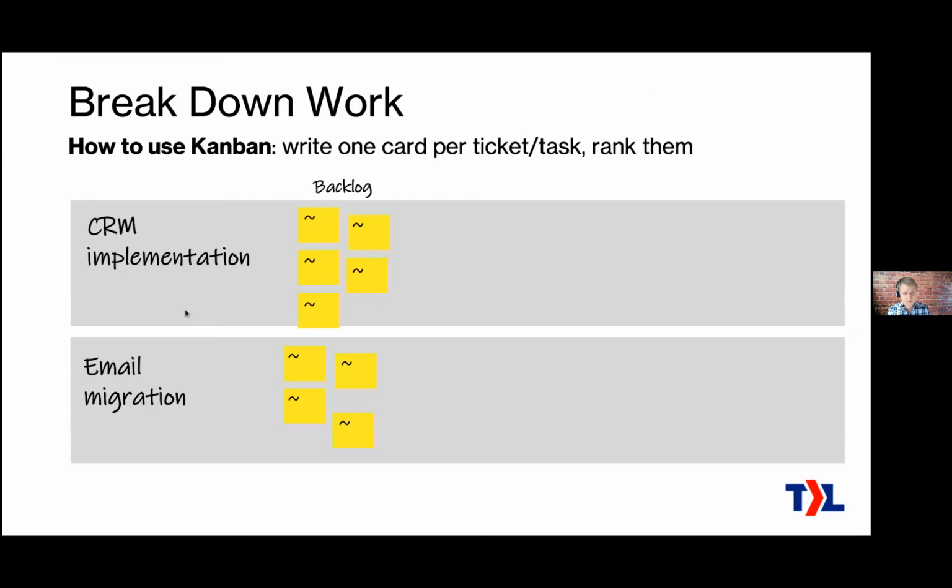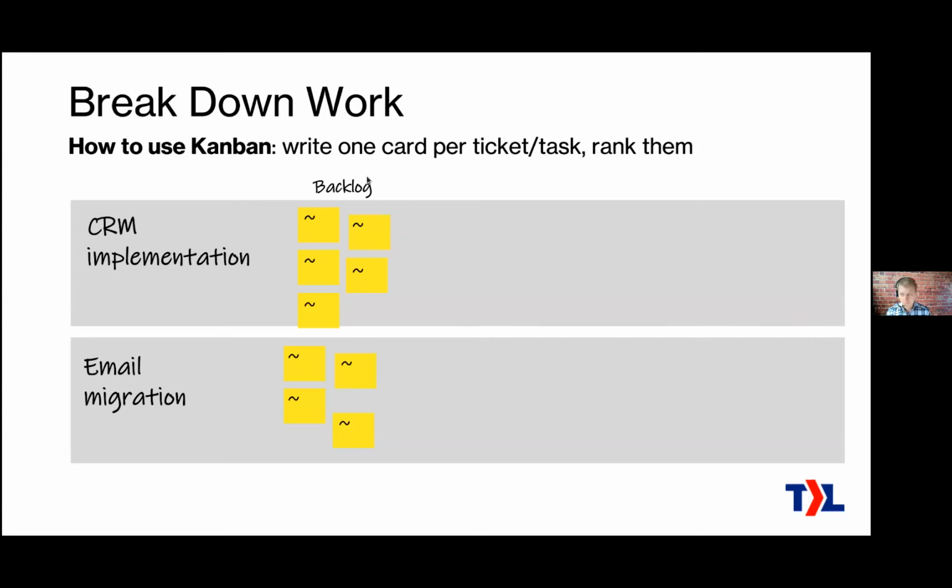Okay, so how do we use Kanban for the breakdown work part? We made our swim lanes with our projects, and now we add a column here called backlog, and we make a card here. Maybe this is a sticky note and you just put it on the wall. You could totally do that. And one item for each ticket.